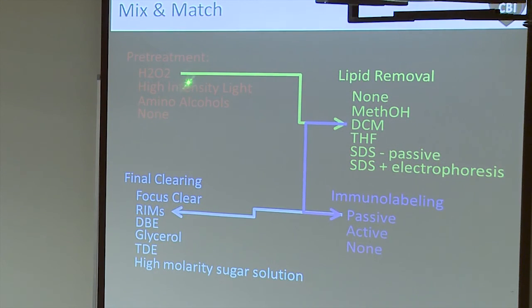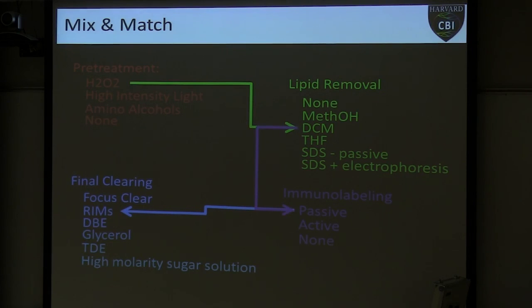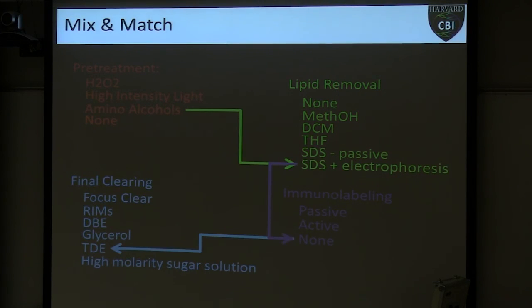So we can do this. We can follow, say, the iDISCO protocol, where we start with peroxide bleaching of our sample first, and then go to dichloromethane to remove our lipid. And then we do some immunolabeling, just some passive immunolabeling, just sitting in our antibody for a while. But then we want to image it in a light sheet microscope that's not compatible with solvents, so we put it in the RIMS solution instead. Okay, so you can mix and match these.